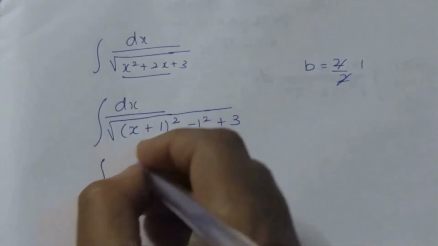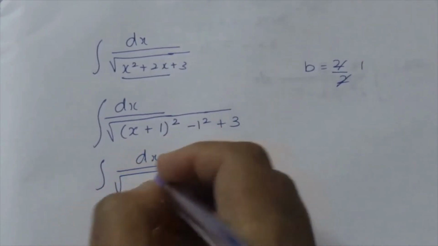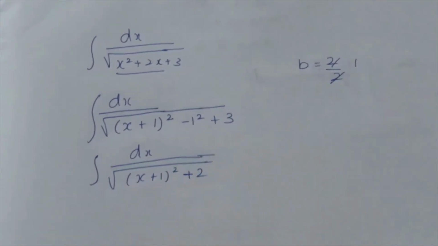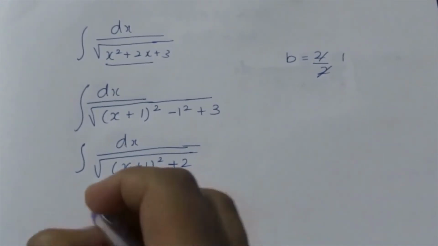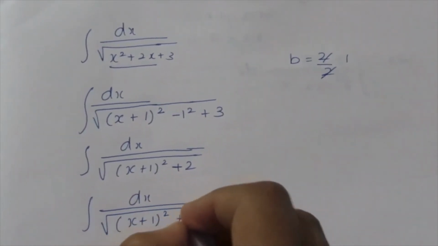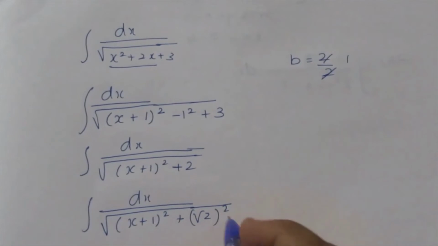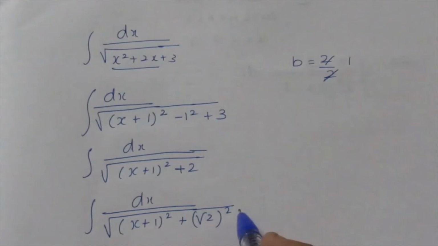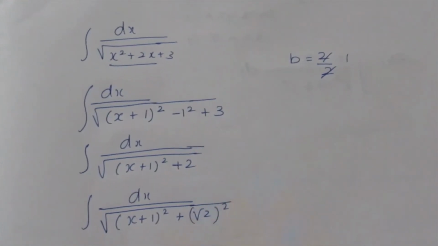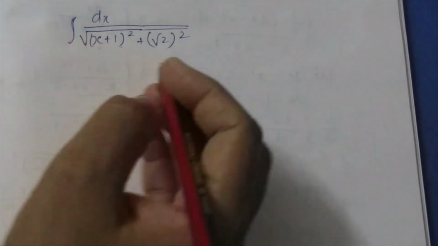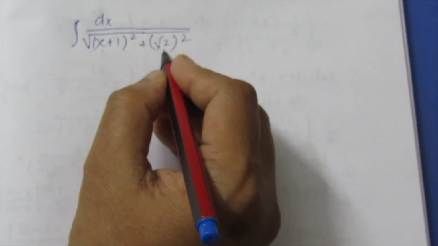Now this becomes integration dx by root of x plus 1 the whole square plus 2. Here plus 2 can be written as integration dx by root of x plus 1 the whole square plus root 2 the whole square. Root 2 the whole square, because we only have the formula in squares, so I am changing this 2 to root 2 the whole square, where square and square cancel, it's nothing but 2. Now we got integration of dx by root of x plus 1 the whole square plus root 2 the whole square. So 2 we have written as root 2 the whole square.